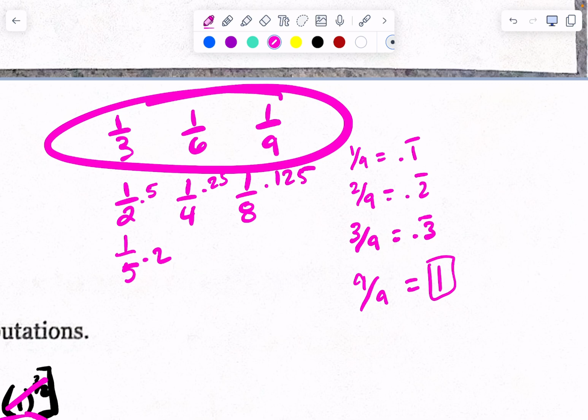What's the 0.6 again? 0.16 repeating. Why doesn't it terminate? Why is it repeating?